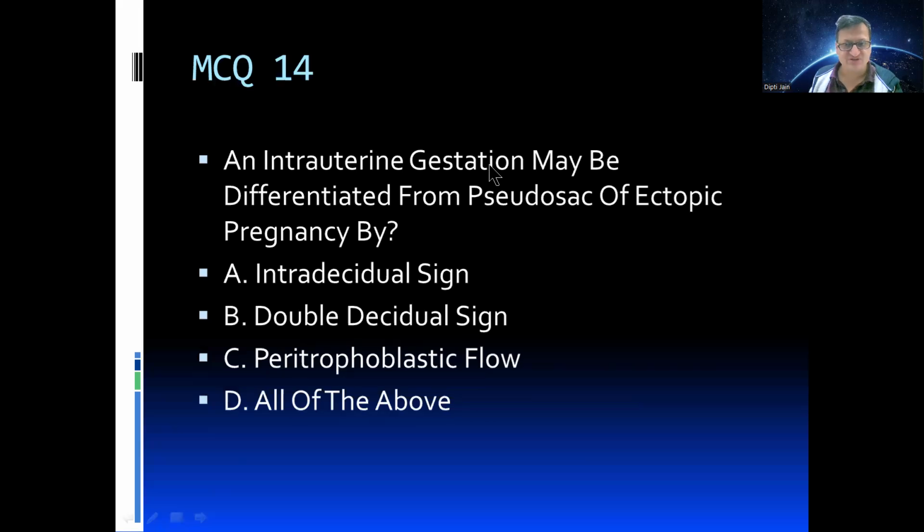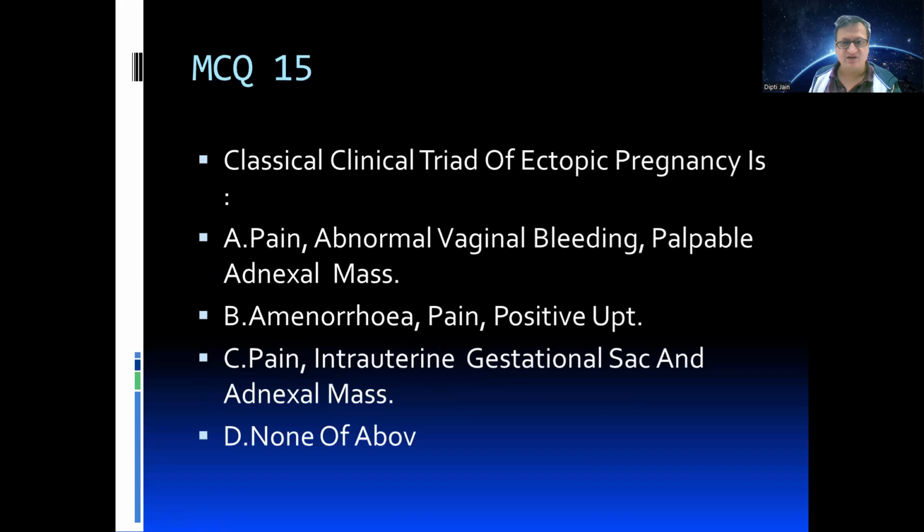An intrauterine gestation may be differentiated from the pseudosac of the ectopic pregnancy. Why? The options are intradecidual sign, double decidual sign, peritrophoblastic flow, all of the above. All are associated with the intrauterine gestational sac, and they can be differentiated by these features from the pseudosac of the ectopic pregnancy. So answer is all.